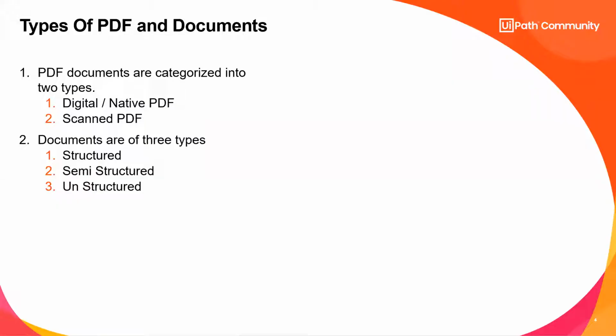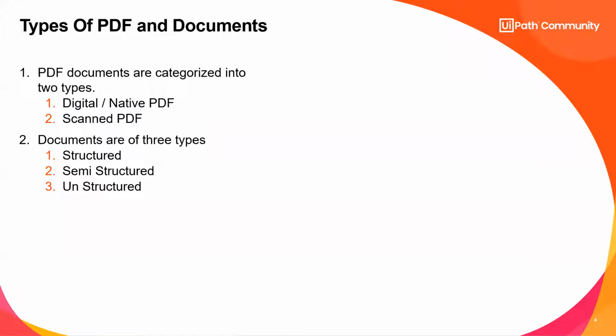What are the types of PDFs and documents? Here I'm just categorizing both things. I'm not combining PDF and documents. Documents can be of anything, not only PDF. And PDF can be categorized into two basic types. One is the digital PDF, or native PDF, and the other is the scanned PDF. What is a digital PDF and what is a scanned PDF? A digital PDF is something computer generated. A computer generated PDF file can be called a digital PDF.